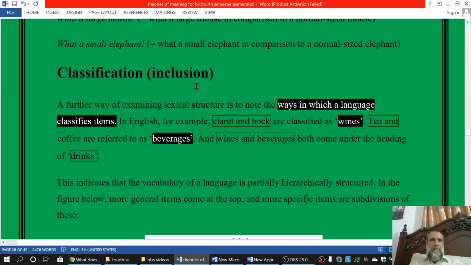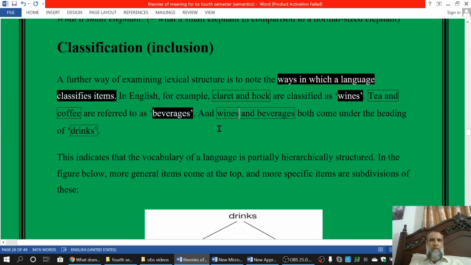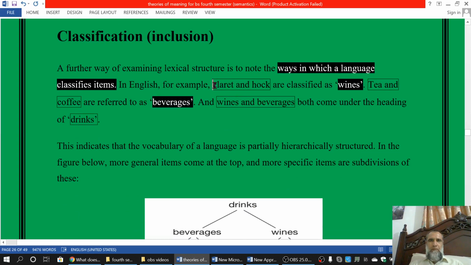Next we discuss classification or inclusion in semantic field. For example, if we take these two items, claret and hawk, these two are classified as wines. If you take tea and coffee, these two are classified as beverages. And wines and beverages both are classified in drinks. So wine is a kind of drink. The same is the case with the beverages. Beverages are also kinds of drinks.